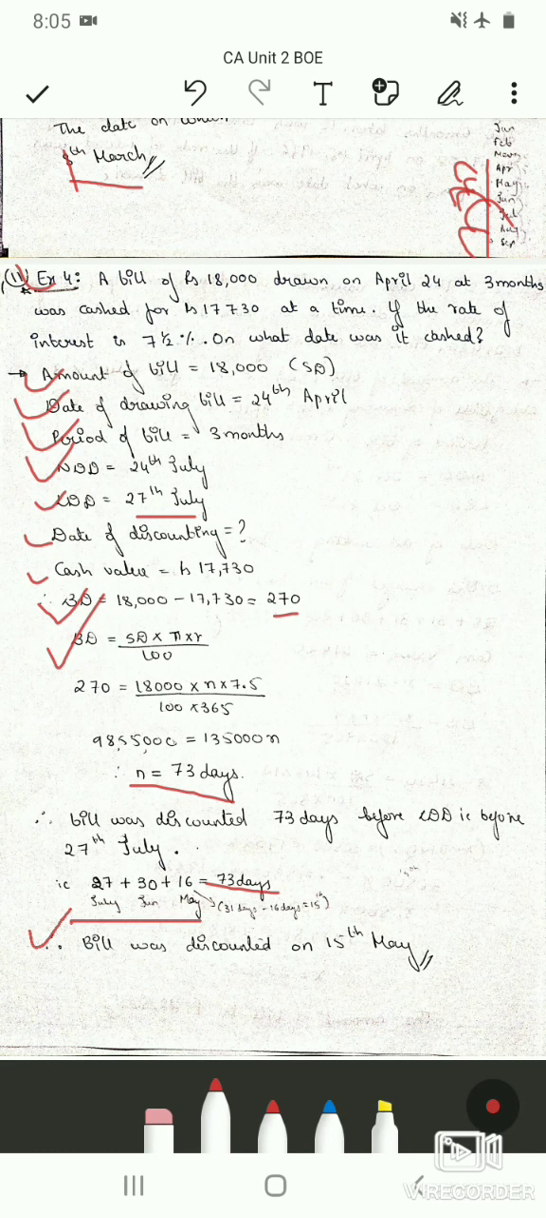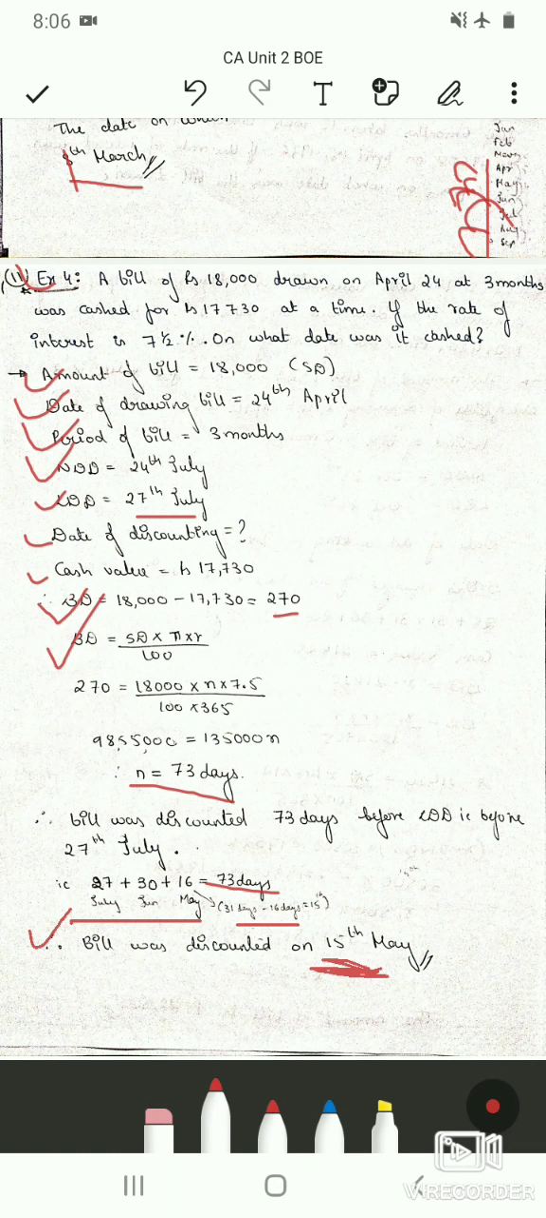So when you add this, you have to get 73 days back, and May has a total of 31 days. In that, if you subtract 16 days, we will get the exact date on which the bill was discounted, that is on 15th May.